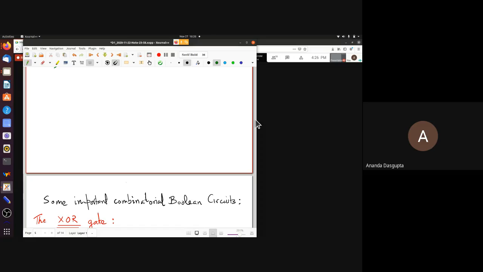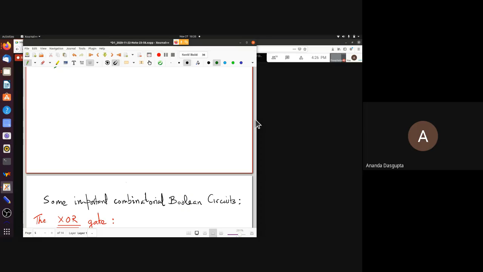However, there's a specific meaning to the word combinatorial here. The specific meaning is that this circuit is memoryless. These circuits that we are going to talk about are memoryless. That is, they don't depend upon what happened earlier. The output for these circuits depends only on what is the input right now.